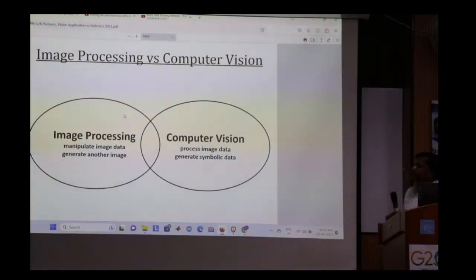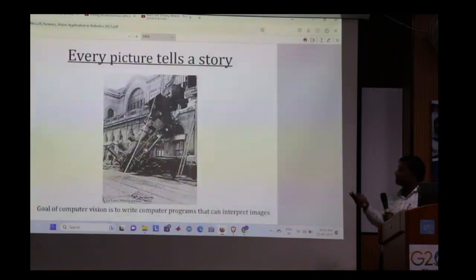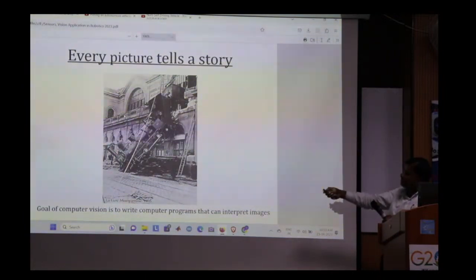Now, the second thing is computer vision. What is computer vision? And my answer to the question why we have more than one camera is also answered. Computer vision basically means processing image data, not the image again, and generating symbolic data. Okay, so what is the meaning of this? If you look at this image, it actually tells a story. It shows that there must have been a high elevated platform or railway station from where the engine, you can see the old engine, has fallen down.